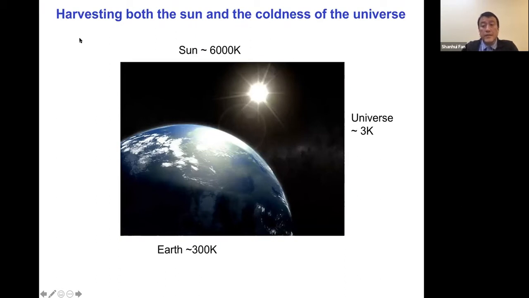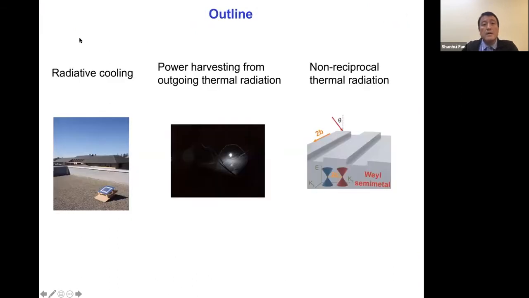Since the coldness of the universe part is perhaps slightly less familiar than the hotness of the sun, in this talk, I'm going to start with a very brief discussion of radiative cooling as a background, to give an example of how this outgoing thermal radiation from the Earth to the outer space is interesting and useful. Then I'm going to talk about some of the theoretical and experimental work in trying to harvest power from such outgoing thermal radiation. And this, in fact, naturally leads to, or motivates, considerations to try to break reciprocity in thermal radiation structures. So let me start with the first part on radiative cooling.